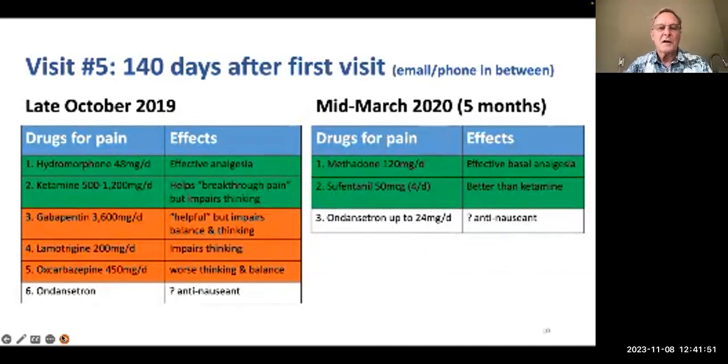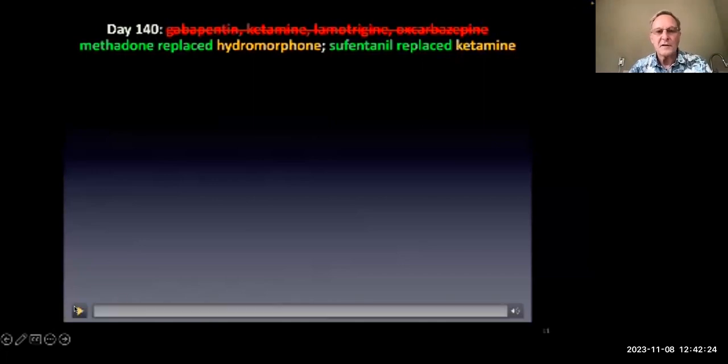And at not quite 5 months after the first visit, we had a number of contacts in between, both in person and email and telephone. He was now on hydromorphone at the same original dose. He was on ketamine as needed. I'm sorry, he had been switched to methadone, at the right side of this panel, and sufentanil only, and all the other drugs were gone. So you'll see in a second what he looked like then.